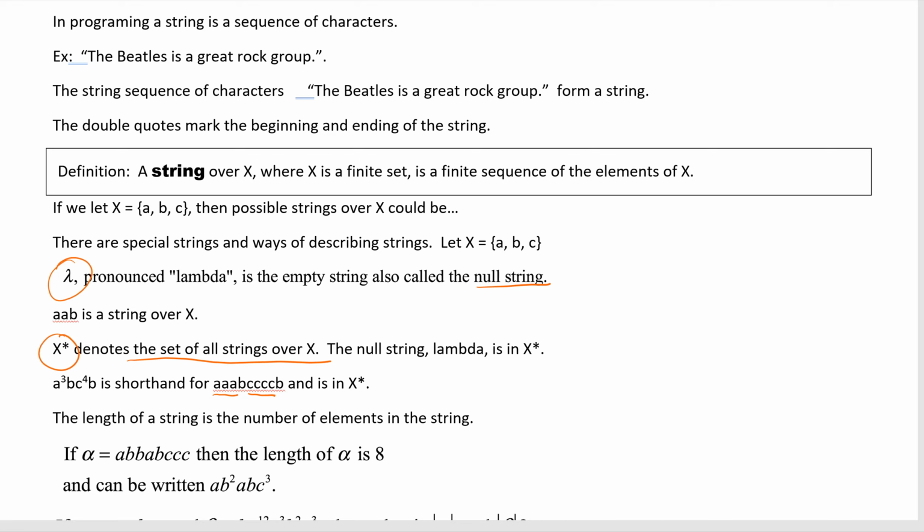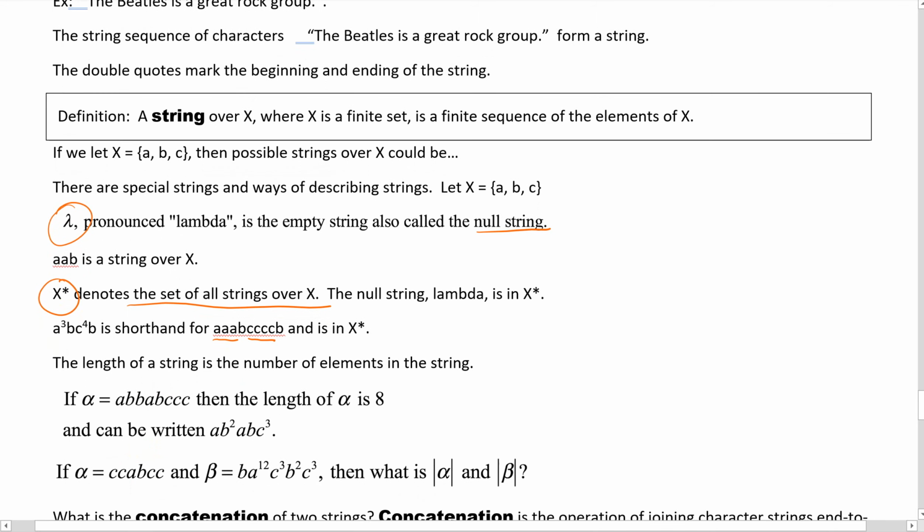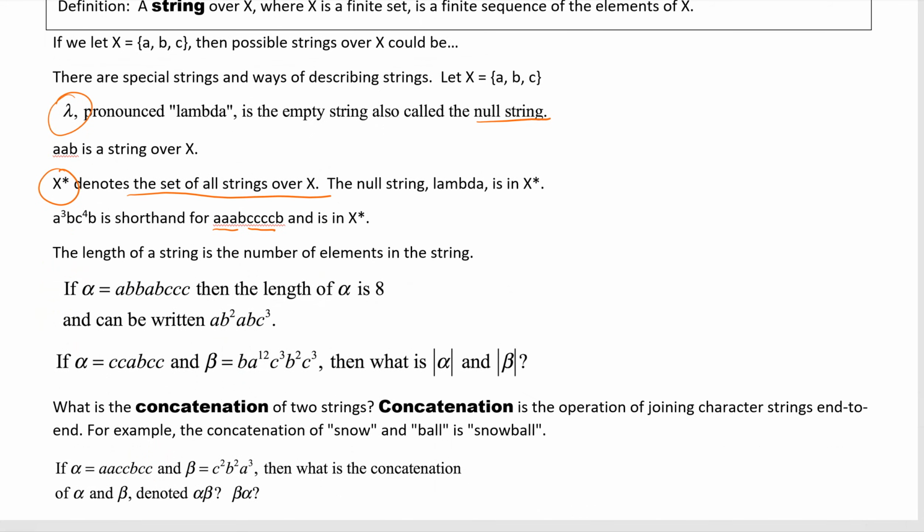Next, the length of a string is the number of elements in the string. For example, if alpha is the string ABBABCCC, then the length of alpha, let's count how many letters there are: 1, 2, 3, 4, 5, 6, 7, 8. So we have 8 letters, and the length is 8. It can be written as A B squared A B C cubed. This is a shorthand notation.